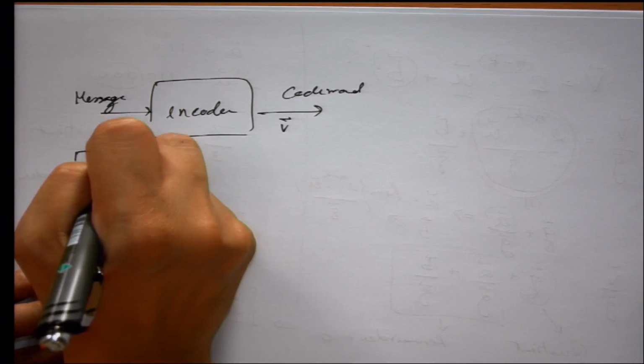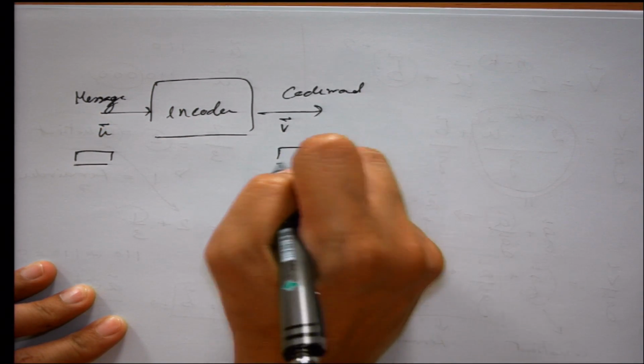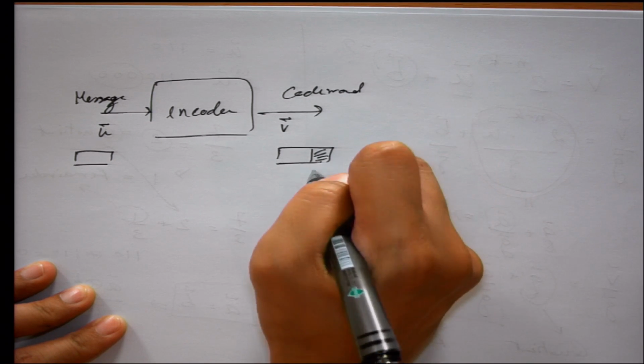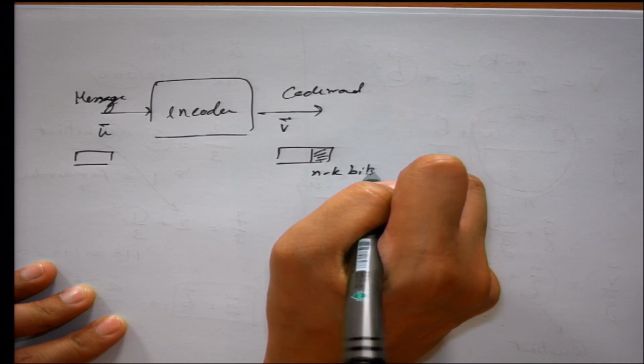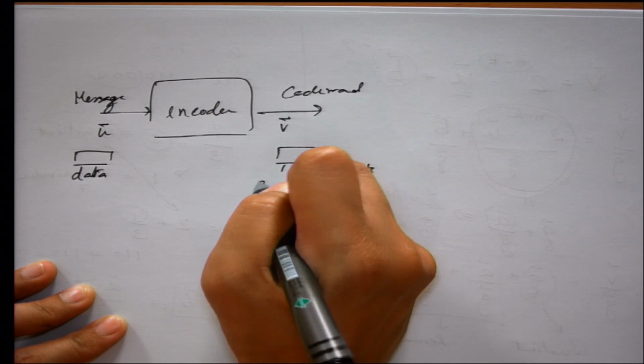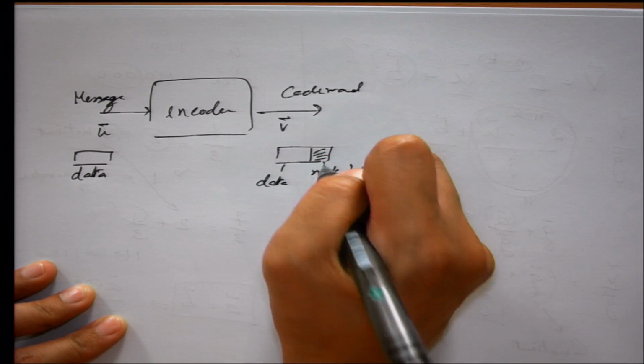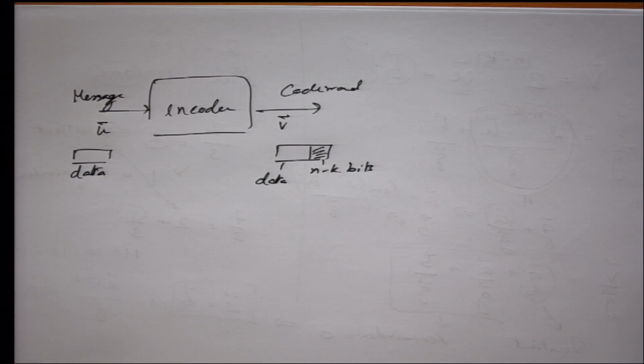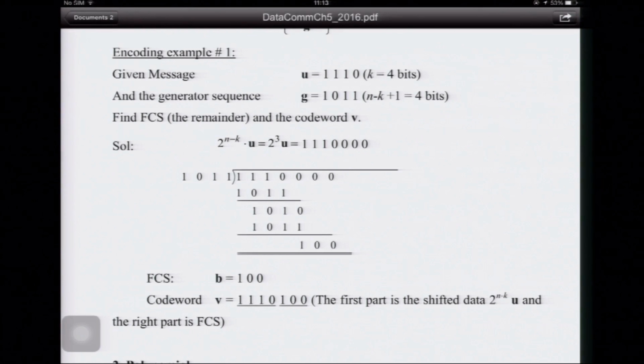So U is this, okay? V is like you have to add n minus k bits. So this is data, and this is n minus k bits, okay? So look at this example. You have a message, U is 1110. So you have k bits, k equal to 4 bits.